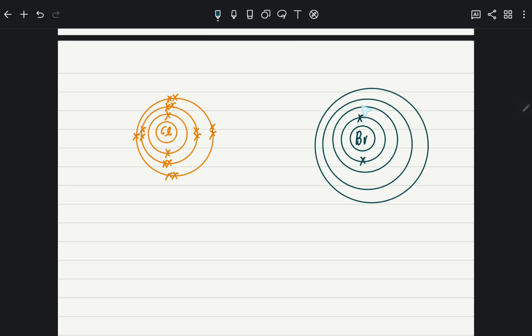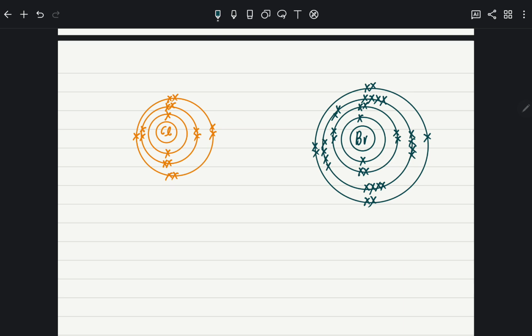1, 2. Then 1, 2, 3, 4, 5, 6, 7, 8. This shell has 18: 1, 2, 3, 4, 5, 6, 7, 8, 9, 10, 11, 12, 13, 14, 15, 16. Then we have another 2, so the other 2 I just place somewhere, because the last 2 must be paired. I place them somewhere here. This has 2, and then the final shell has 7, correct? 1, 2, 3, 4, 5, 6, 7.